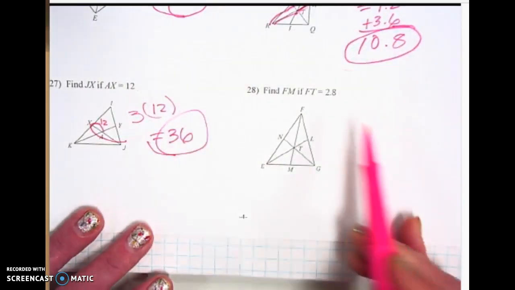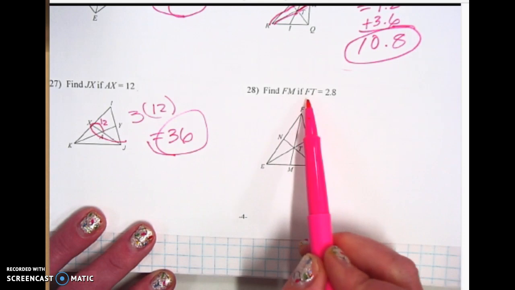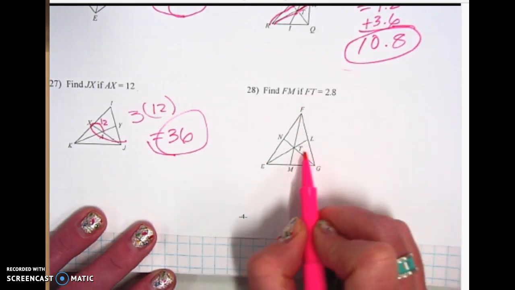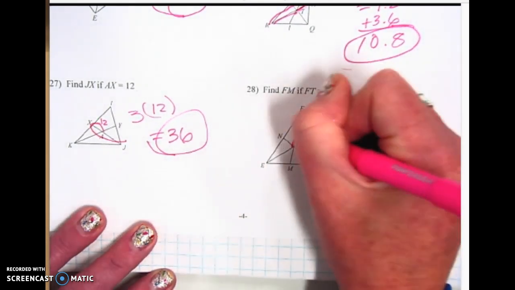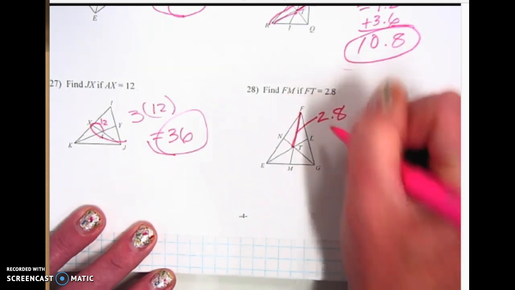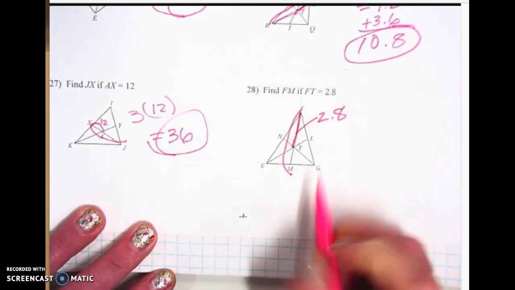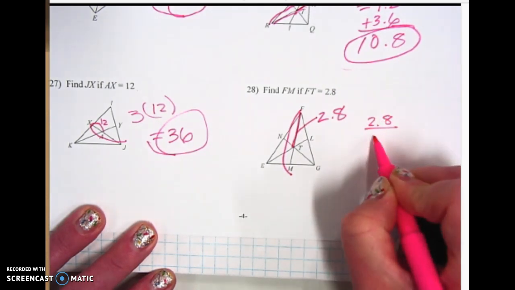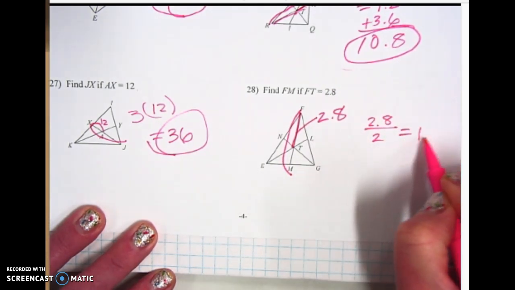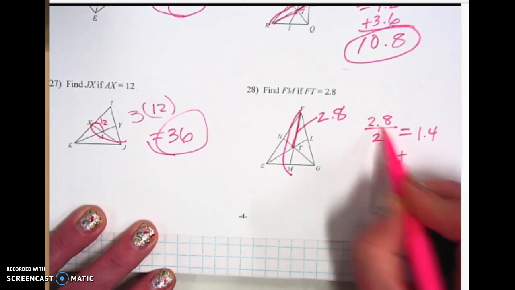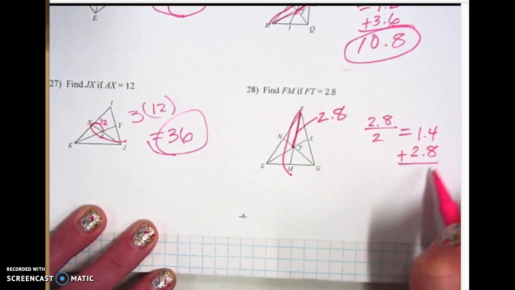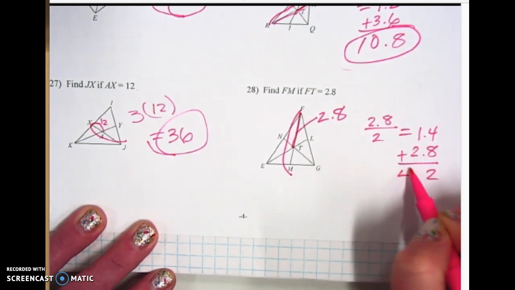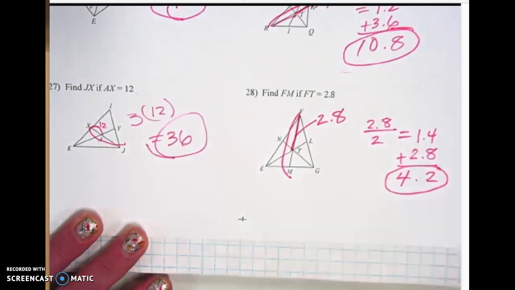Okay? Number 28, FT is 2.8. Find FM, the whole thing. So I'm going to take half of this, which is 1.4, and then add back the 2.8. And the whole length is 4.2.